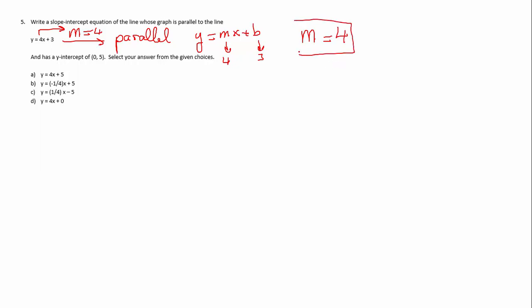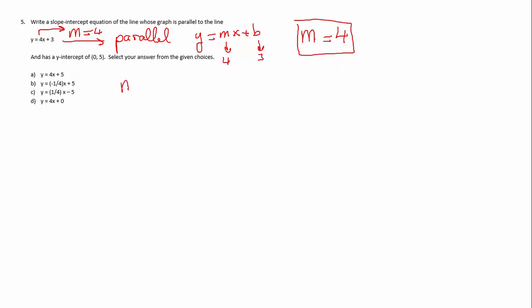Write a slope-intercept equation of the line whose graph is parallel to the line. So a line parallel means it has the same slope. So the slope of this line is m equals 4, right? We always pick up the slope from the coefficient of x because the equation is y equals mx plus b. In this case, m is 4 and b is 3. So the slope is 4. Equation of the parallel line should also be 4.